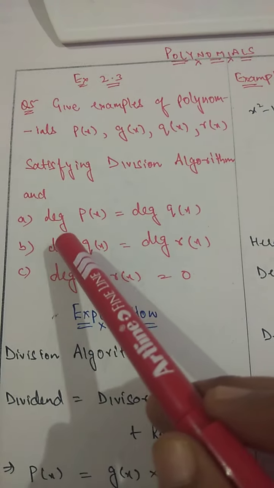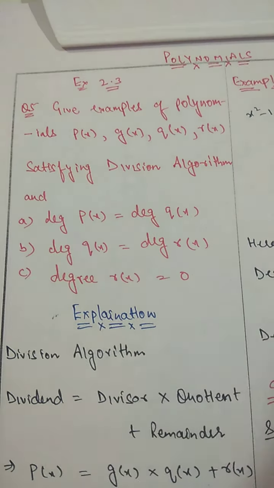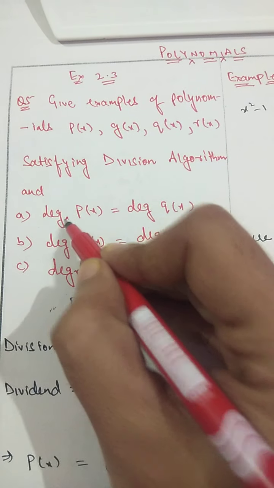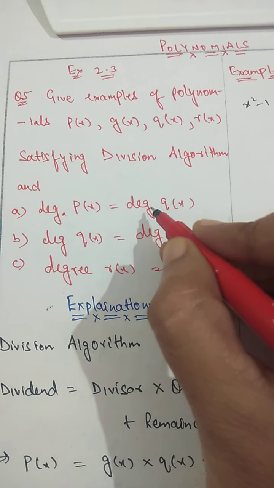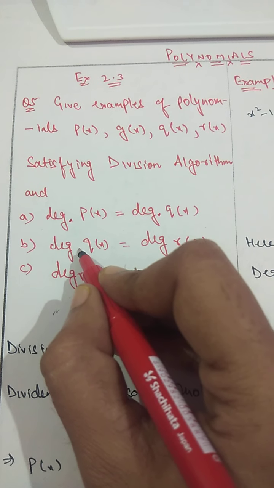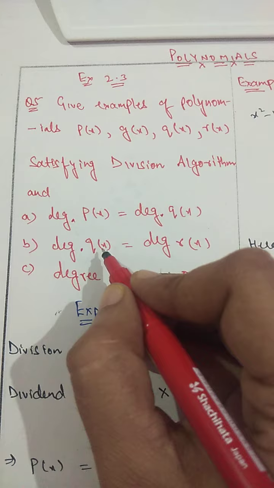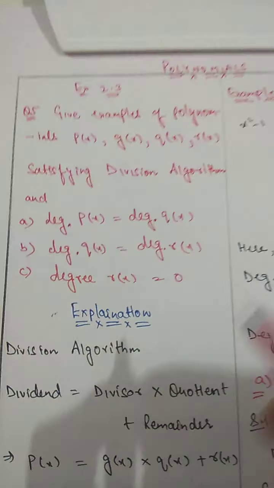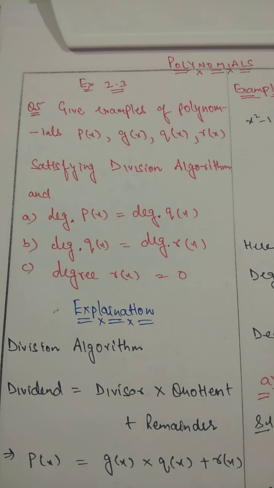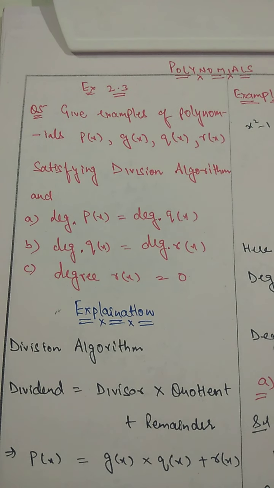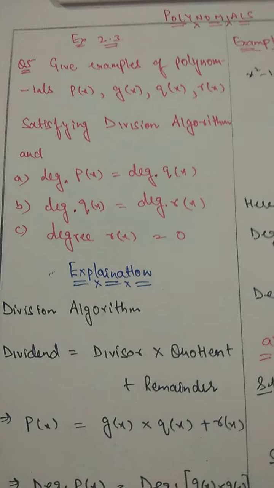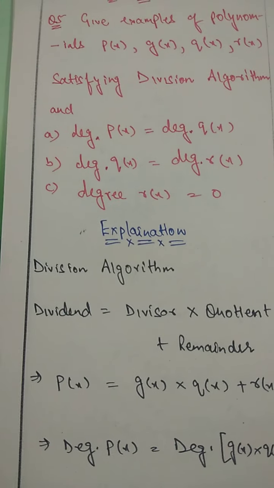The conditions are: degree of p of x should be equal to the degree of q of x, that is, the degree of the dividend should be equal to the degree of the quotient, then the degree of the quotient should be equal to the degree of the remainder, then the degree of the remainder should be equal to 0. These are the three parts for which we have to find out the polynomials in this question. So let us start with the explanation.